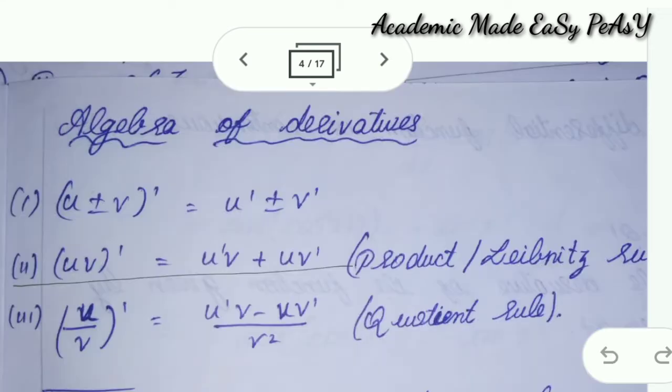Now (u divided by v) the whole dash. Here it is for division, which is equal to u dash v minus, here it is minus, no? For division it will be minus u v dash, divided by v square, that is the denominator square. So now let us see an example.